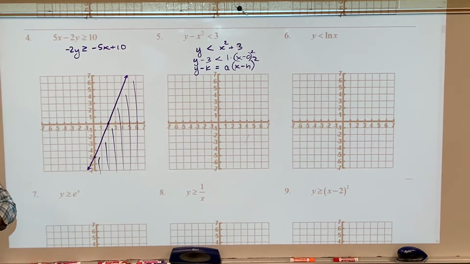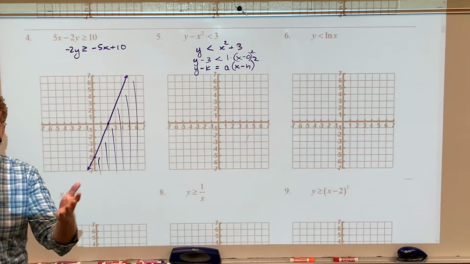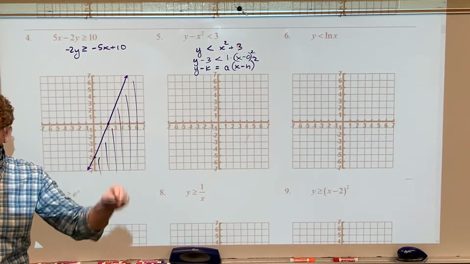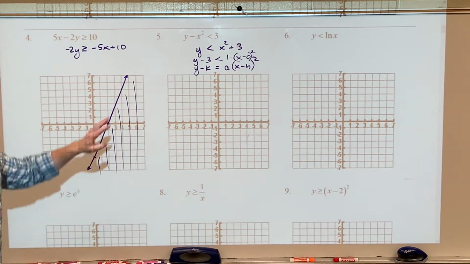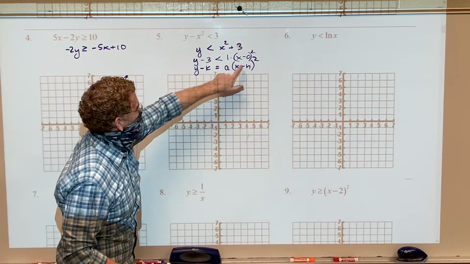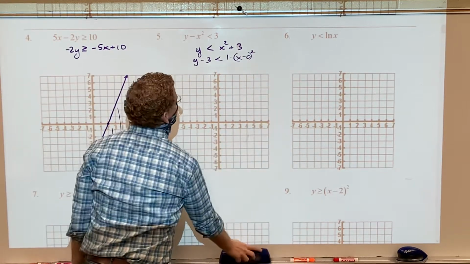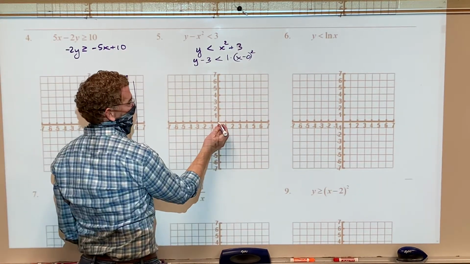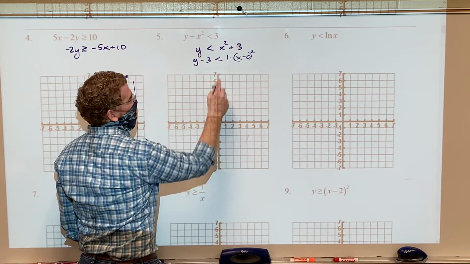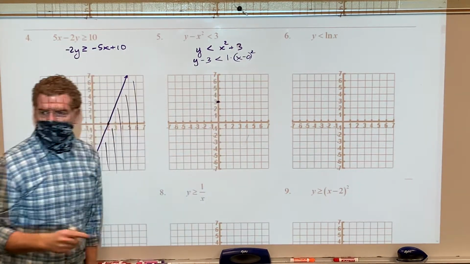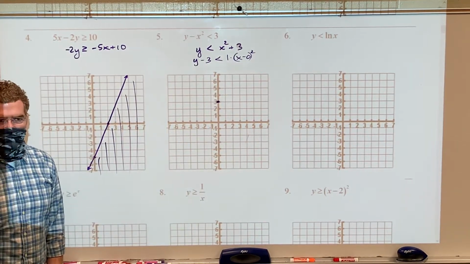Are y'all able to see that? I don't really anticipate you having that issue on a test because we're dealing with linear programming, but I'm just throwing that out there. But if I rewrite that so that it makes sense to me, which now it does, where do I have a vertex? 0, 3. I've got an a value of 1. How do you like to graph parabolas that have an a value of 1?